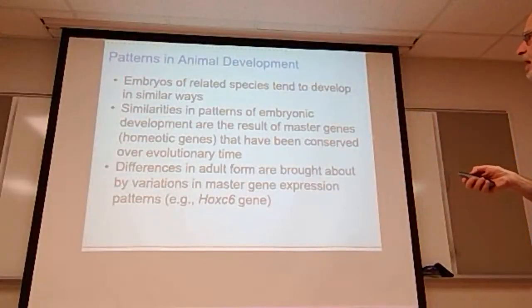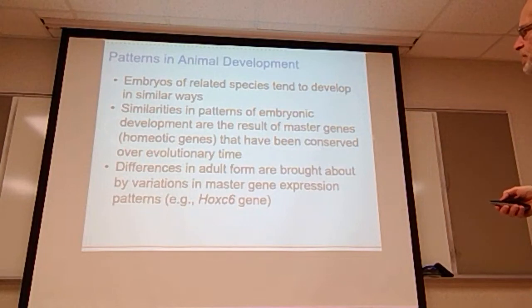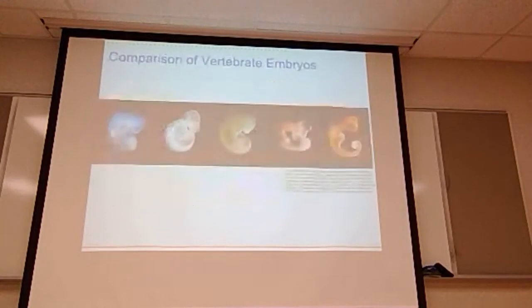So similarities and pattern of embryological development are the result of master genes, those homeotic genes we talked about earlier, that have been conserved over evolutionary time. Differences in the adult form are brought about by variations in the master gene expression. Again, we talked about earlier that HOX-C6 gene in eyes.